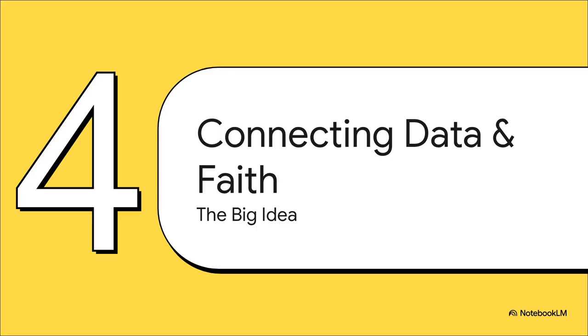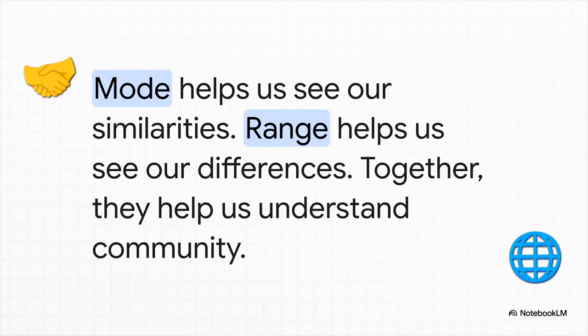So we've pretty much nailed the how of it all, but the original lesson plan also includes the why. And to really understand our source material, we need to look at how it connects these math concepts to a much bigger idea. The source material presents what it calls a big idea. And that idea is that mode can help us see our commonalities, the most popular shared values, while the range can help us see the breadth of our differences, all within the context of a community. It's an interesting application of math to a social concept.